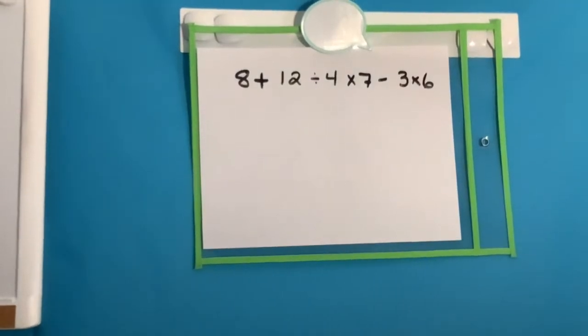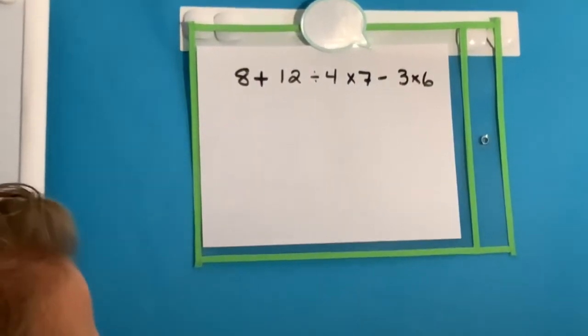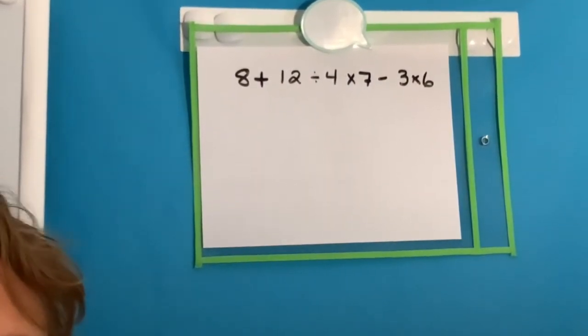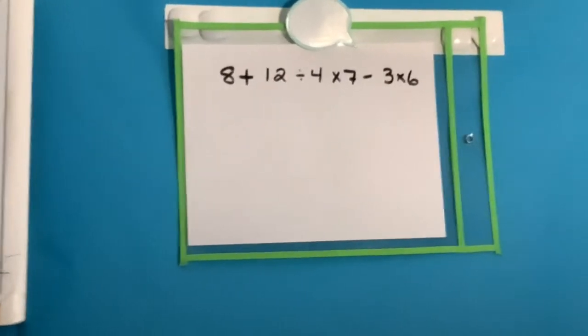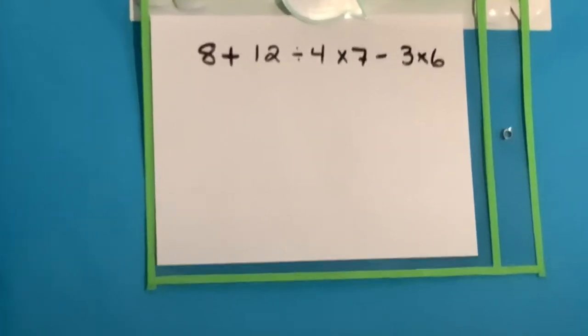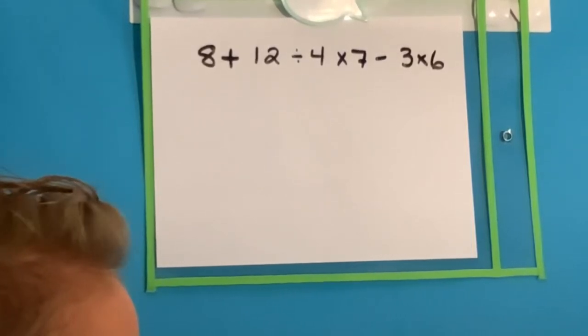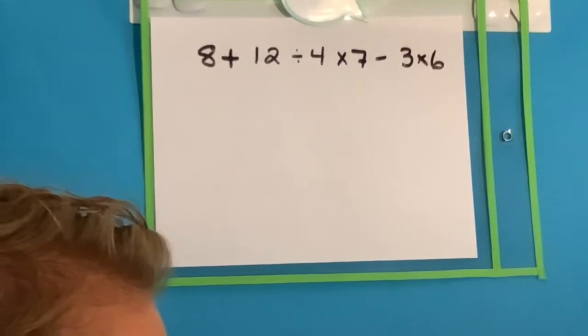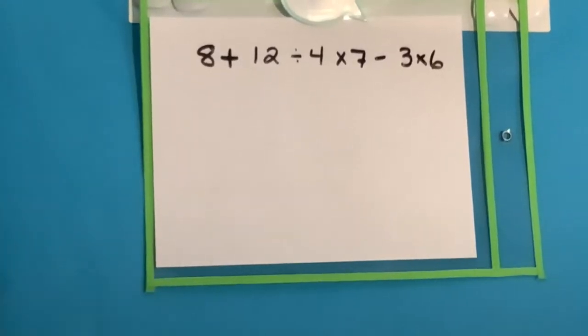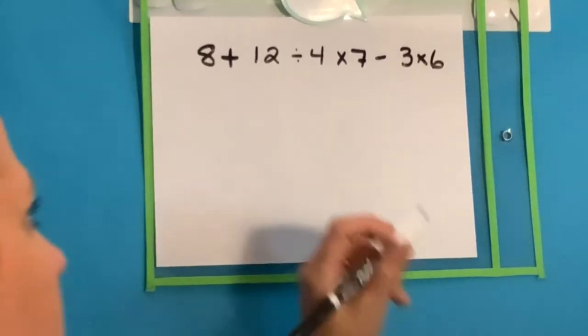So remember with order of operations, fifth graders, that we start with parentheses. However, this problem does not have any parentheses. So we now look for exponents, which it also does not have. So now we look at multiplication and division. And remember, those two are on the same level, so we're looking left to right. Any multiplication or any division, left to right.